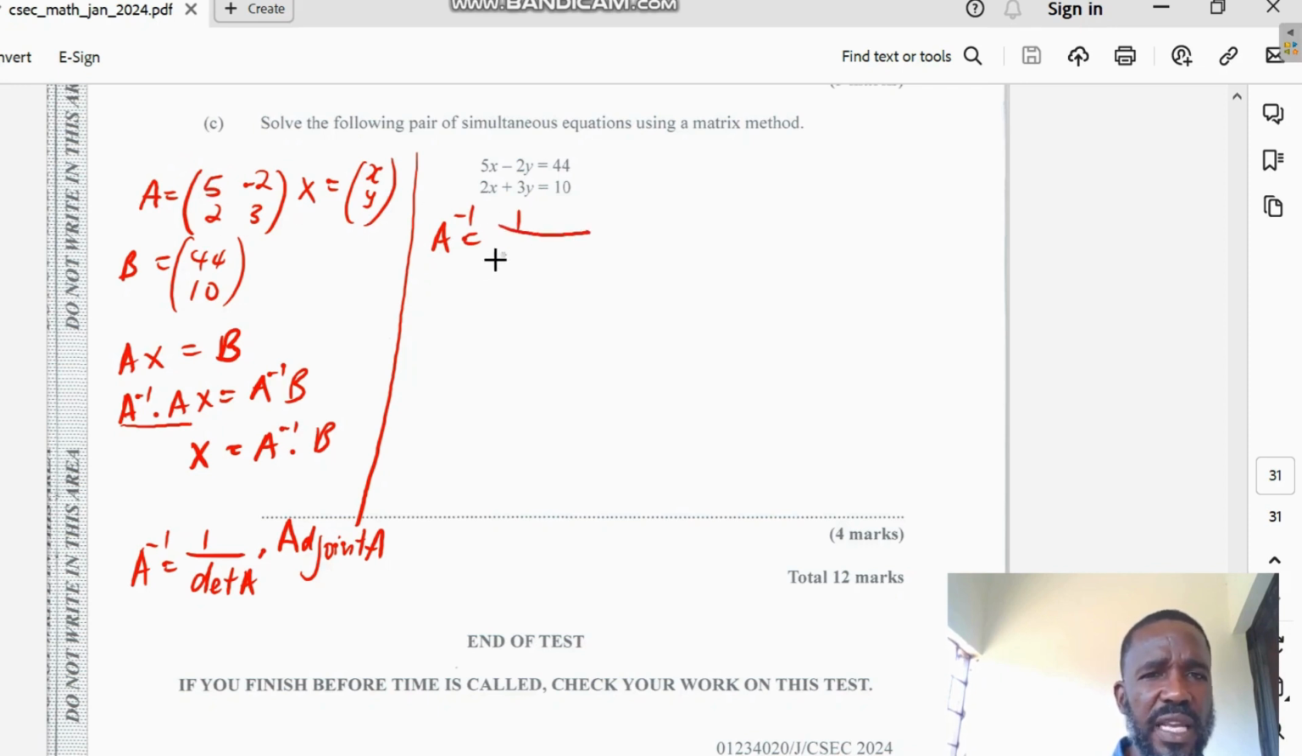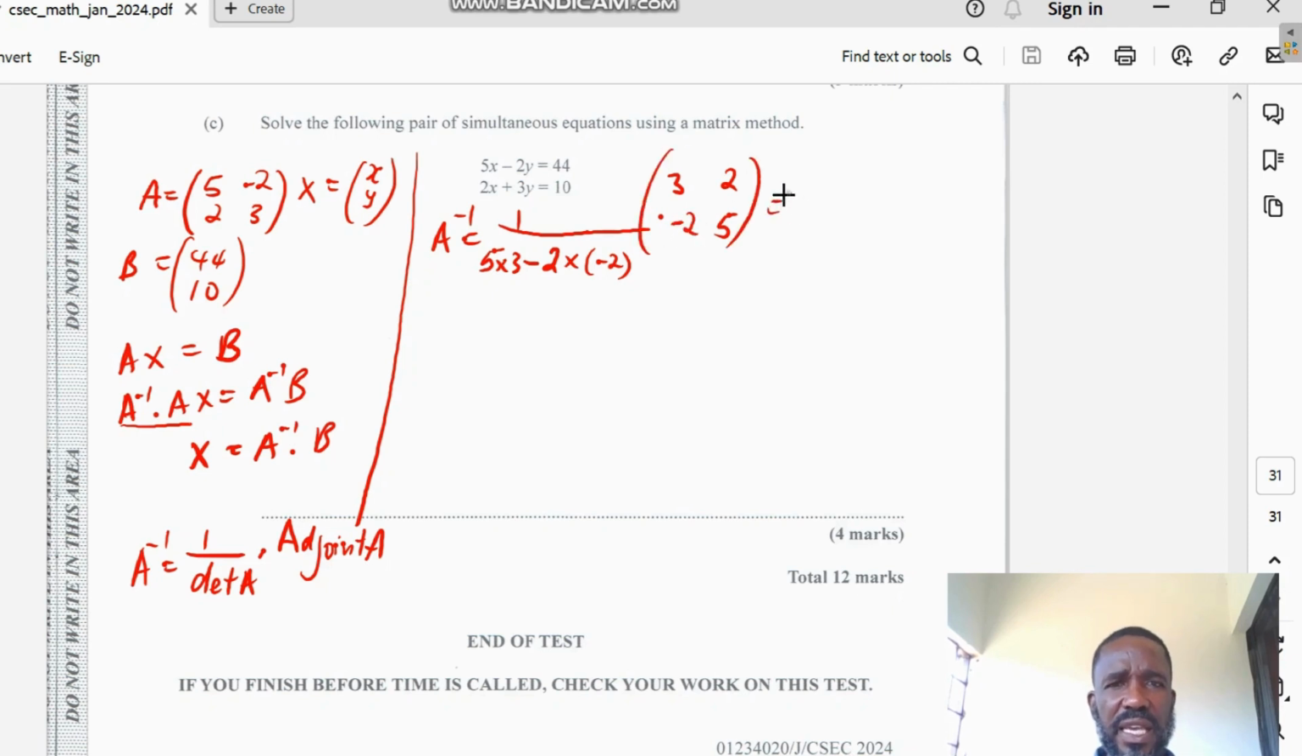The determinant is the product of the leading diagonal, which is 5 times 3, minus the product of the non-leading diagonal, which is 2 times -2. Then the adjoint: we are going to switch these two positions, 3 and 5, and whatever sign the others have, they are going to get the opposite sign. So we have a -2 here, so we're going to get a +2, and then we have a 2 here, so we're going to get a -2. So basically this is what A inverse is equal to.